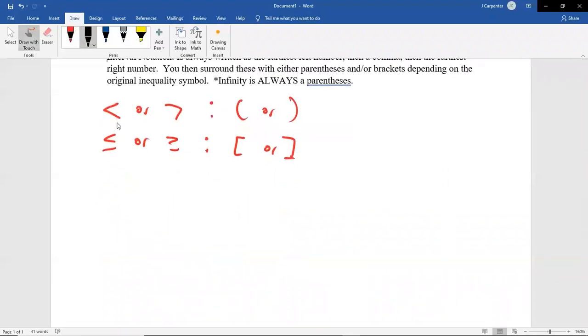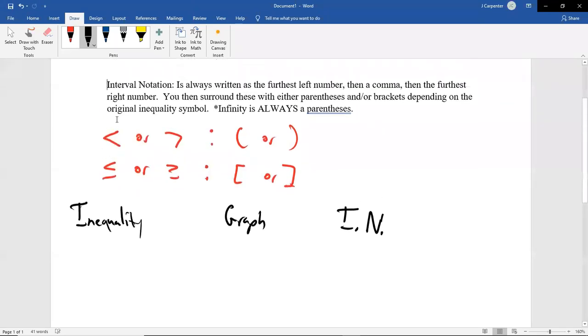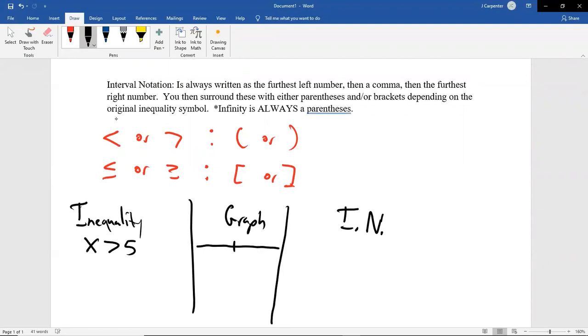So what I'm going to do is give you the inequality form, the graph form, and I'm just going to abbreviate IN for interval notation. So three different forms for a couple different answers. If you solved an inequality and came up with an answer that looked like x is bigger than 5, as a graph, if you were just doing this by hand, you only need to see a single number on that, and that's the 5.